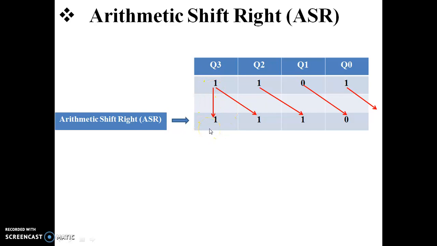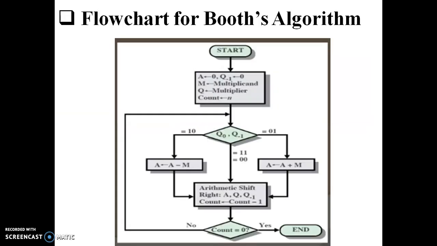Am I clear? Okay. So let us see the flowchart of Booth's algorithm. We will start. Then we will have 4 parameters.